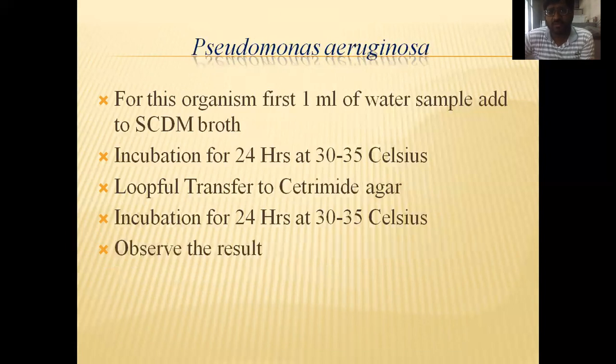Third one, Pseudomonas aeruginosa. For this organism, first you have to add 1 ml water sample to the SCDM broth. You have to incubate for 24 hours at 30 to 35 degrees Celsius. Then on the second day, you have to transfer a loopful from the SCDM to the cetrimide agar. Cetrimide agar is a specified medium for the Pseudomonas. Again, you have to incubate for 24 hours at 30 to 35 degrees Celsius. And on the third day, you have to observe the result. If the Pseudomonas colony is grown on the cetrimide agar, it confirms that Pseudomonas is present in your water.